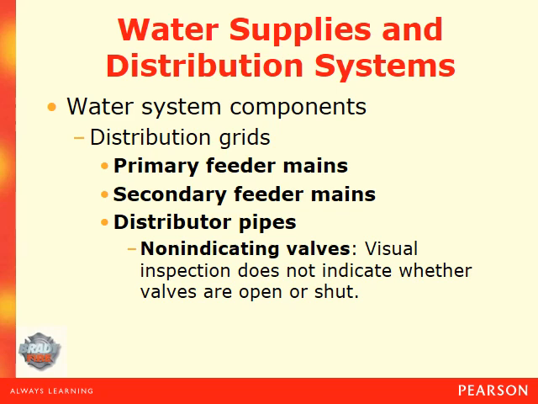After the water leaves the water treatment plant, it goes into a system of grids that distributes it out to the users. And what you have are primary feeders, secondary feeder mains, and distribution pipes. What these all do is go from larger to smaller to the end user.